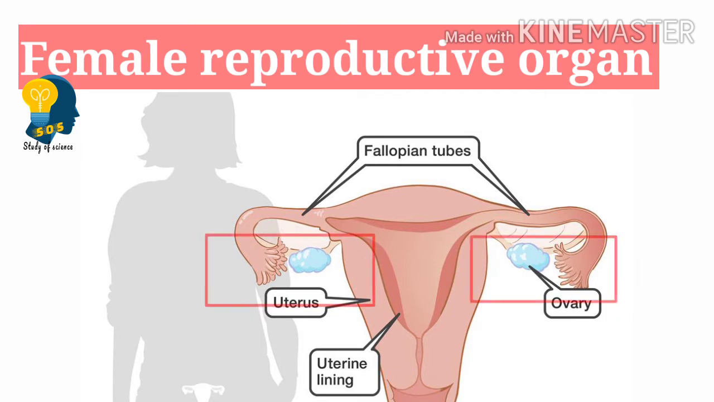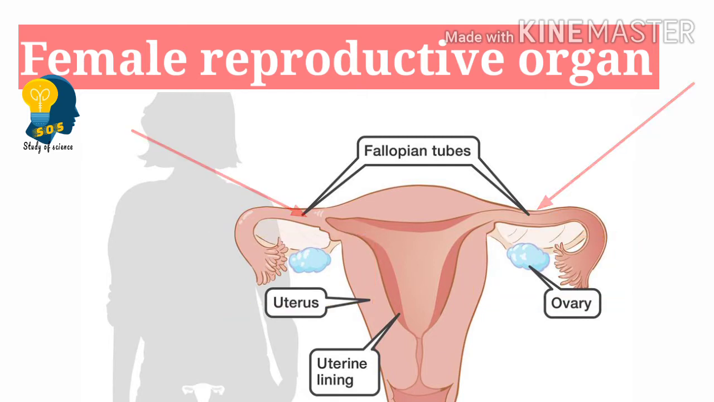Okay? So then the next part is the oviduct. Oviduct is also called the fallopian tube. I repeat, the oviduct is also called the fallopian tube. This is the second important part. And the third important part is the uterus.